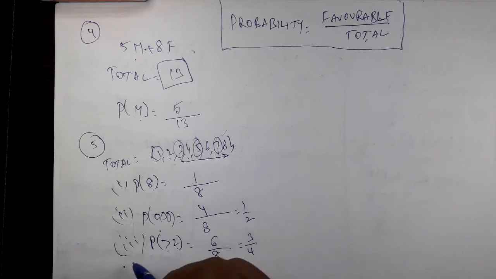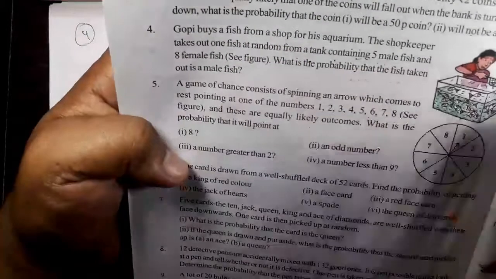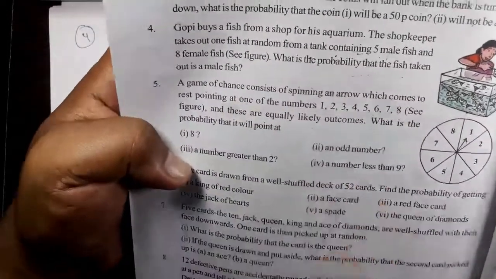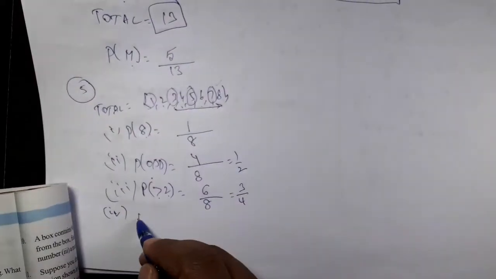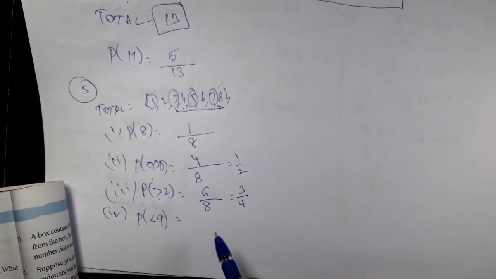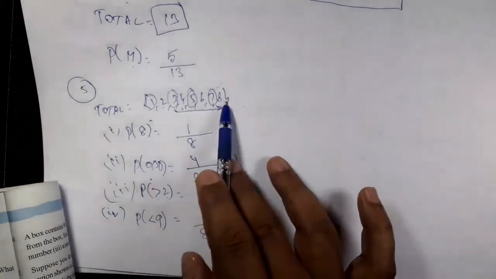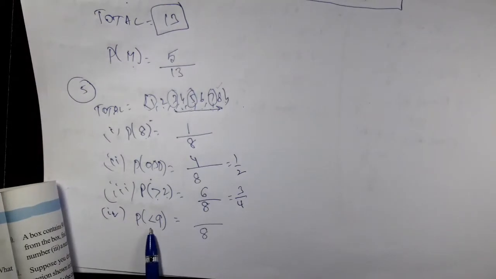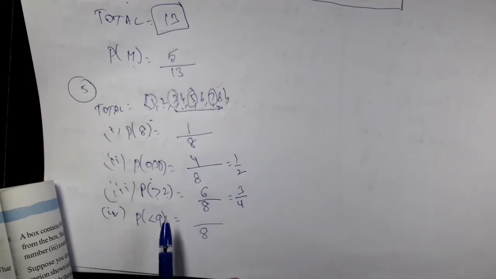Now coming to question number 4 or fourth part. A number less than 9. Probability of getting a number less than 9. Yes, denominator is all possible outcomes. Number of all possible outcomes is 8. Coming to numerator, how many of these 8 are favorable to this event? What is this event? Less than 9. How many of these 8 are less than 9?